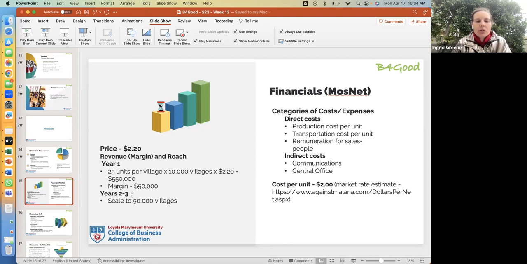In years 2 and 3, you're going to scale that now to 50,000 villages. And so as you can see, you're hoping to make a lot more money. And that $50,000 then will go to pay for your direct and your indirect costs.